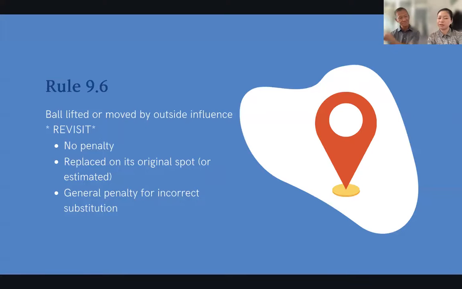We just revisit the same thing. It's related to outside influence. There's no penalty in this case, and you just replace it. However, there will be a penalty if you just assumed. You cannot assume. It has to be known or virtually certain that your ball is in that area.